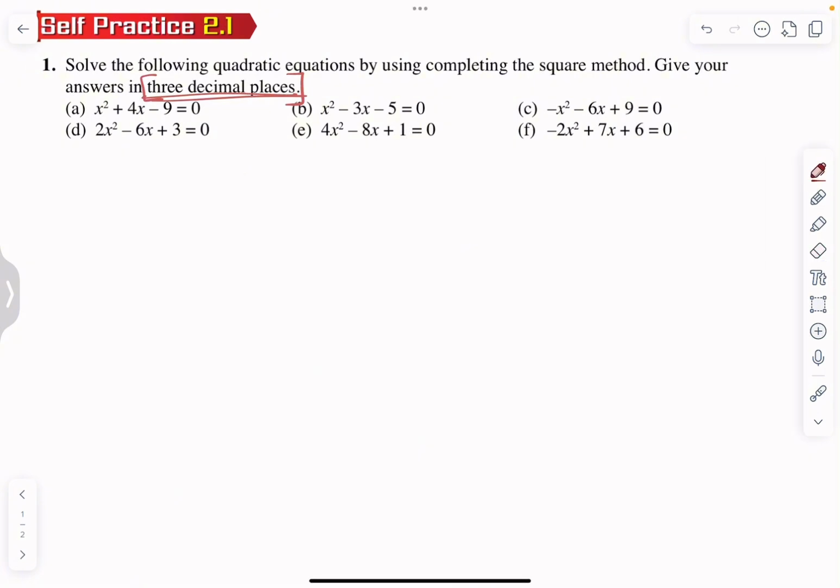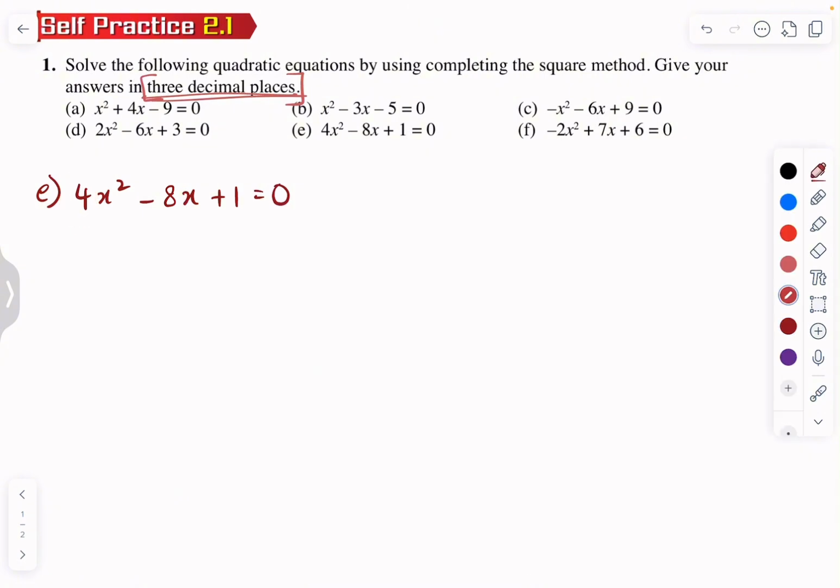Question E. 4x squared minus 8x plus 1 is 0. So here our a is not 1, it's 4. So what we have to do is factor out the 4. So we'll be left with x squared. So basically everything we divide by 4. So negative 8 divided by 4 is negative 2x. 1 divided by 4 is 1 over 4.